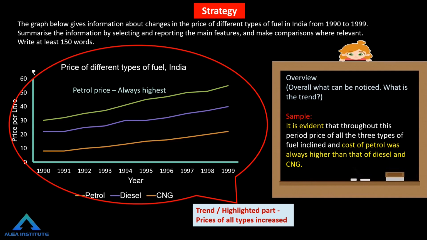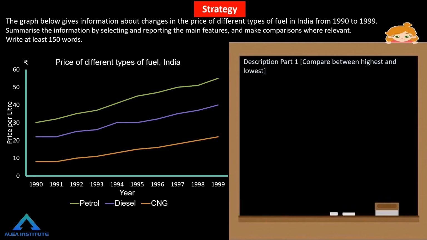So this could be an overall statement. Now, if we talk about the description part 1, where we will try to compare the significant areas such as the highest and the lowest part of this figure. So if we look at the price of petrol, we can see it started at around 30 rupees in 1990, then it inclined and ended at around 60 rupees.